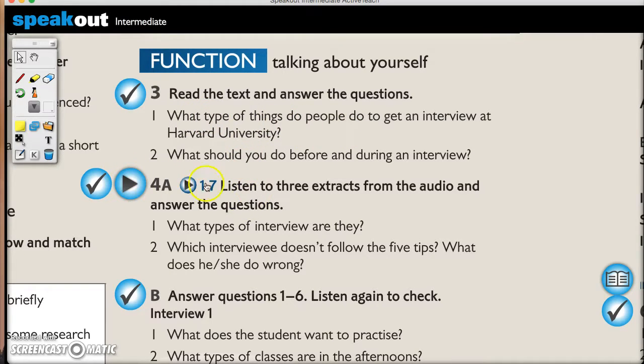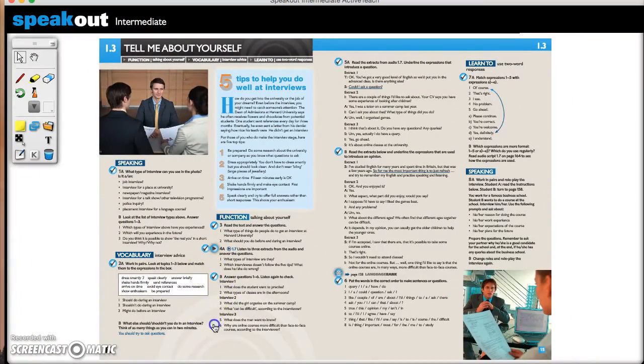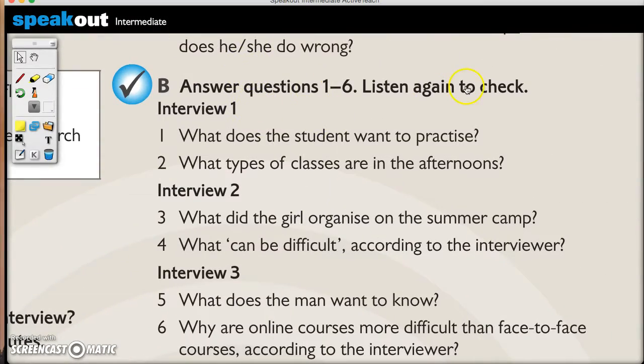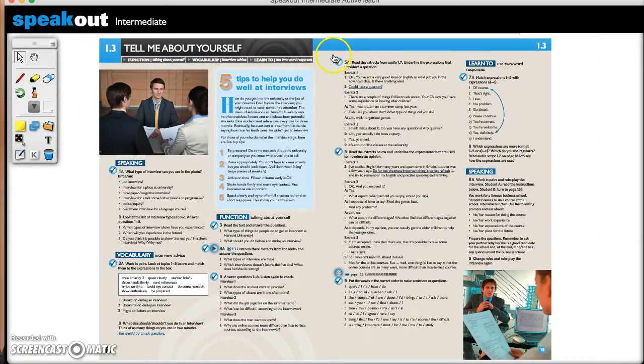And then you've got a listening activity here. It says listen to 3 extracts from the audio and answer the questions. Again, you'll see you've got a fill in the gap activity in the textbook, in the platform, sorry. The second part is answer these questions. And again, there's an activity in the platform to try to answer those questions.